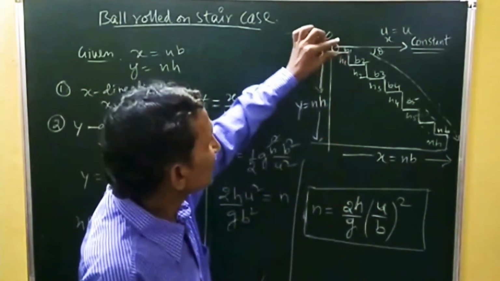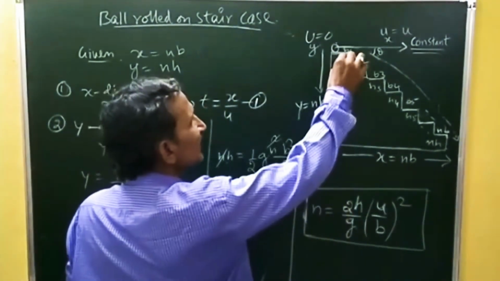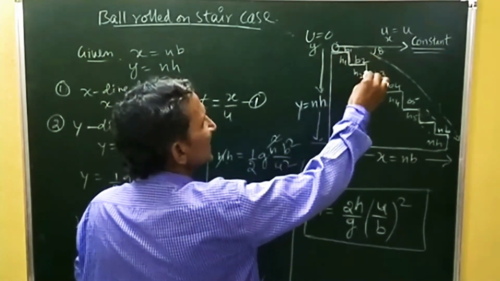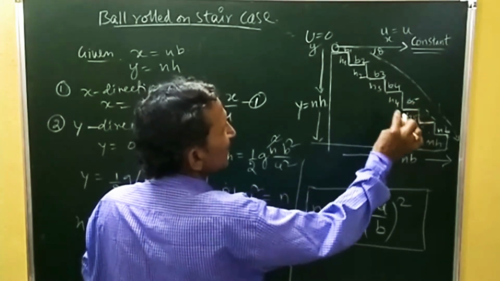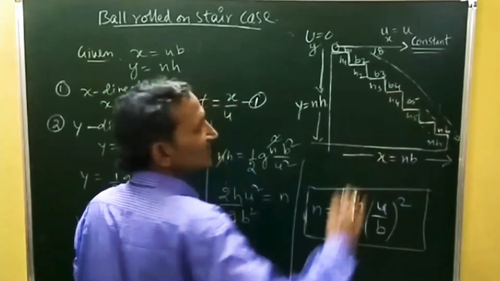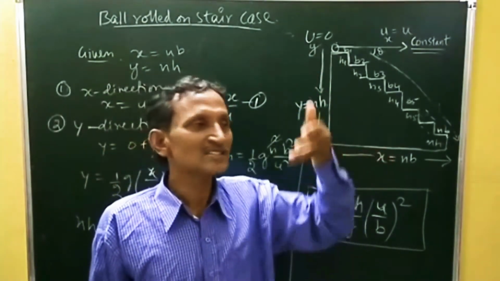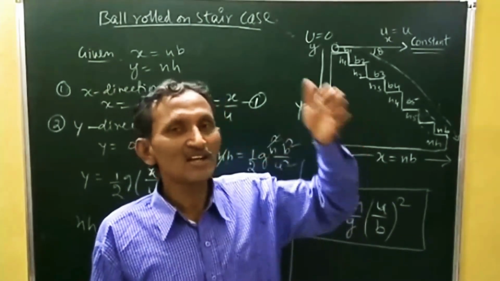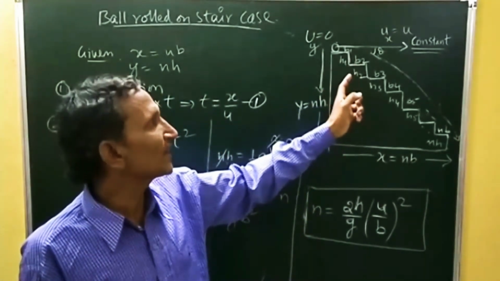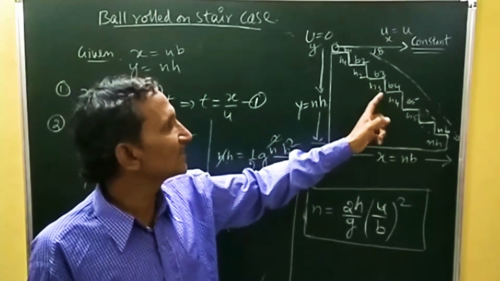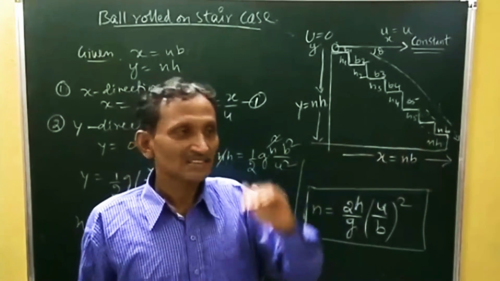For the first width area, the height is h1. Here the second height, the third height, the fourth height, the fifth height, like that up to the nth height. So every step has a width area as well as a height. The first height I am taking as h1, the second height as h2, then the third, fourth and fifth heights, like that up to the nth height.